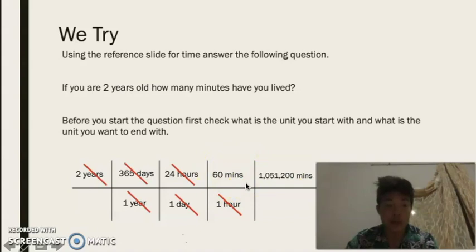So when we multiply this out, we get our answer, which is 1,051,200 minutes. These are the number of minutes in 2 years.